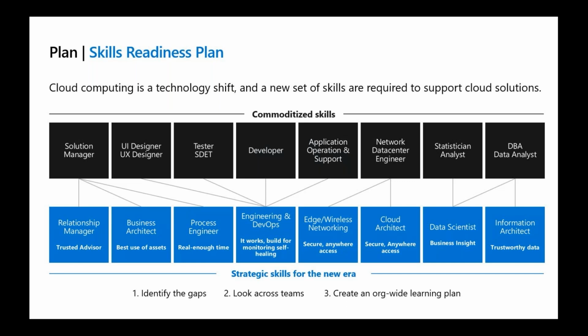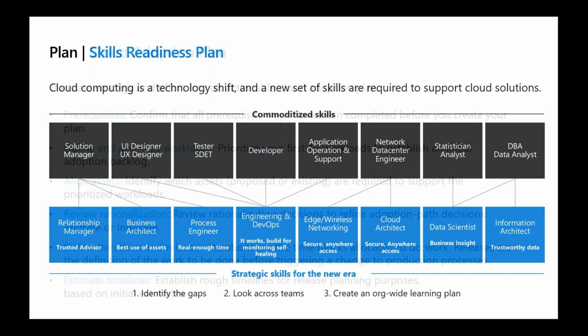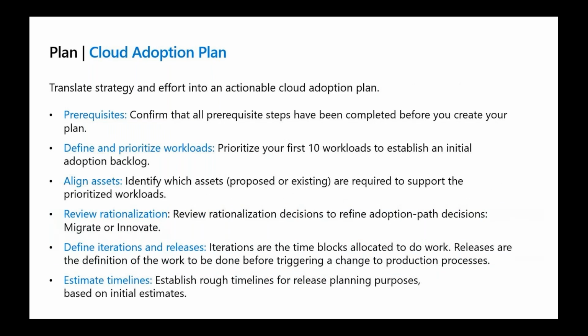These are the time blocks allocated to the work, where the releases are a definition of the work to be done before triggering a change. And then, of course, we need to estimate timelines. Rough timelines for release planning purposes, based on initial timelines, should be done. These are the things we've mentioned: prerequisites, defining prioritized workloads, the first 10, or first 2, 5, to establish an initial adoption backlog. It doesn't have to be 10, that's just a suggestion, of course.